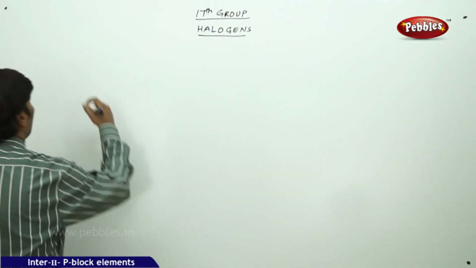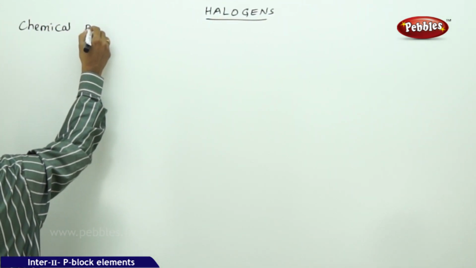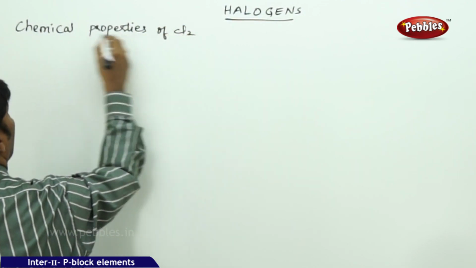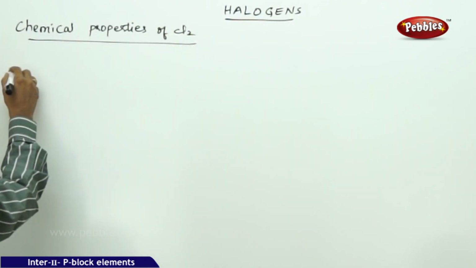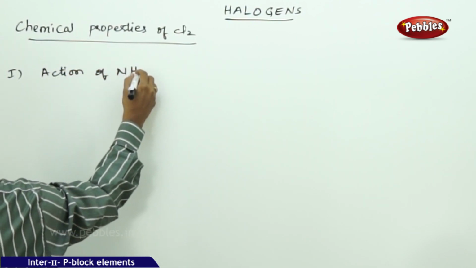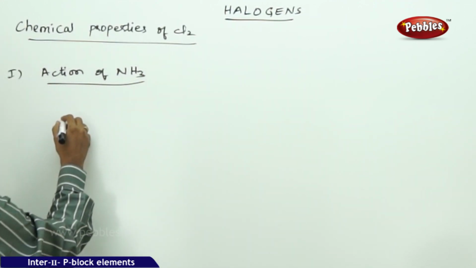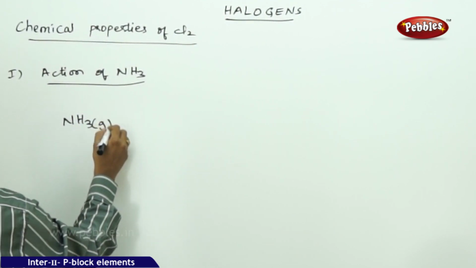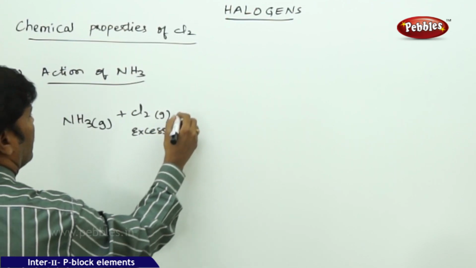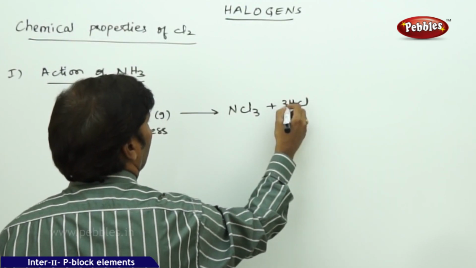So let us go to the chemical properties of chlorine. The first one is the action of ammonia. Two different types of reactions take place when chlorine reacts with ammonia. Ammonia gas, when treated with chlorine gas in excess, gives rise to nitrogen trichloride plus HCl.